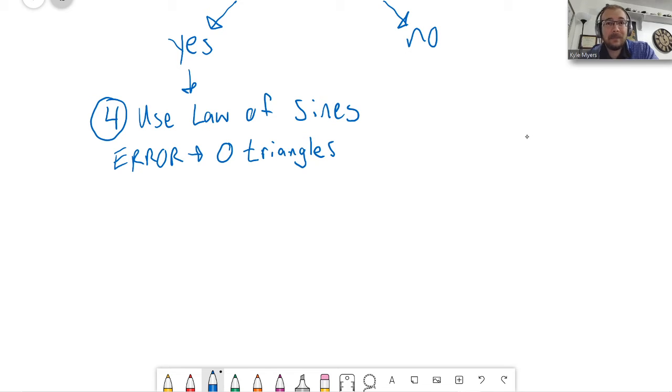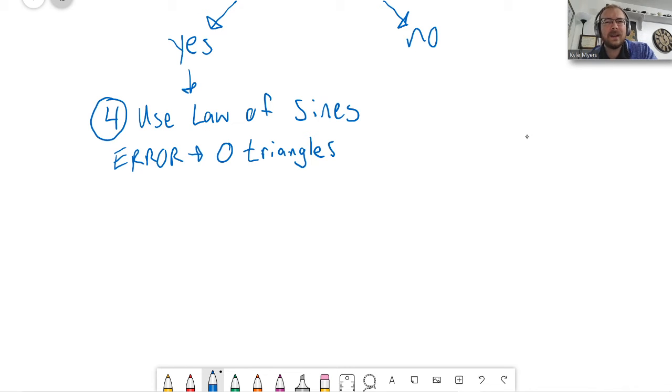And that just happens sometimes. Sometimes they just give you some funky numbers that don't actually make a triangle at all. And that's just how that is. So if you get an error, 0 triangles. Boom, done.